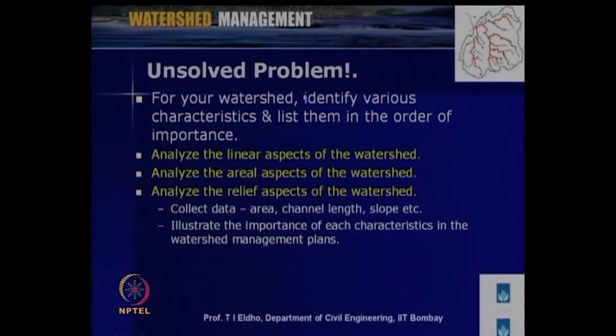Then finally, one unsolved problem. For the watershed where you are living, identify the various characteristics and list them in order of importance, then analyze the linear aspects, areal aspects and relief aspects of the watershed. You can collect various data related to elevation, area, channel length, slope, etc., and then make a matrix which illustrates the importance of each characteristic in watershed management plans.